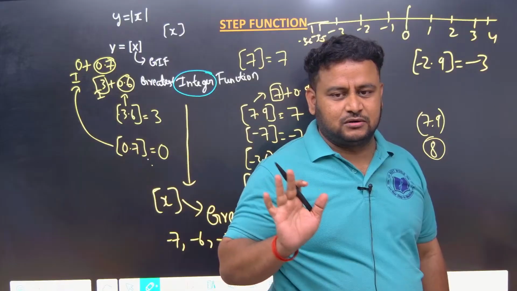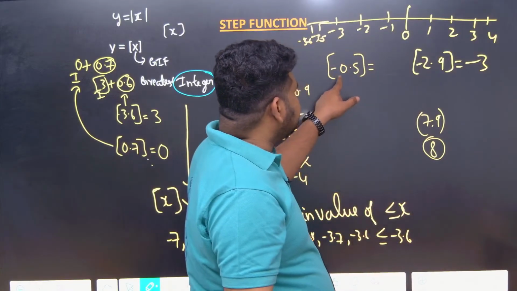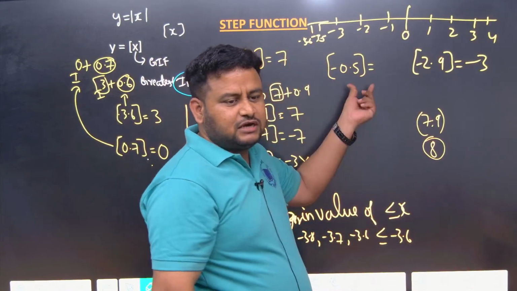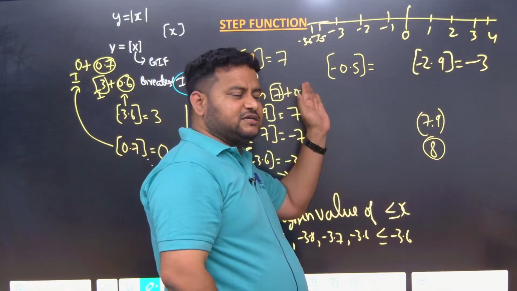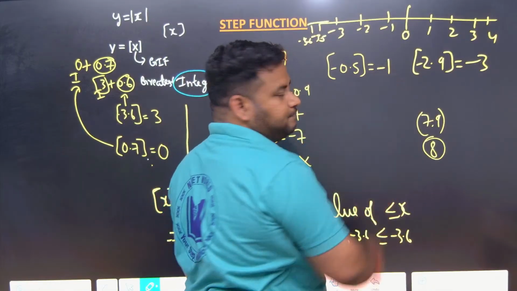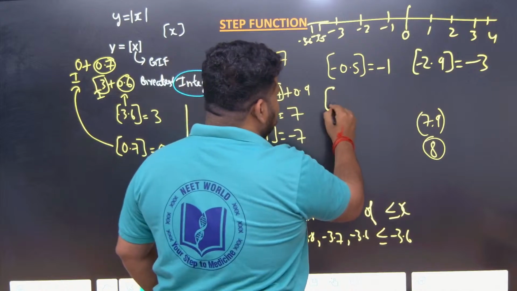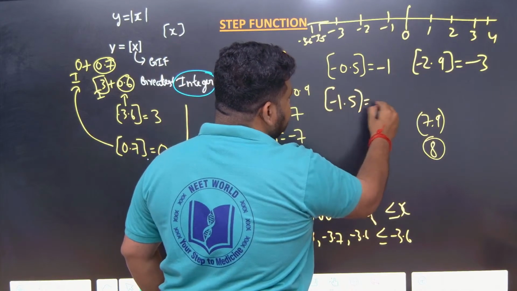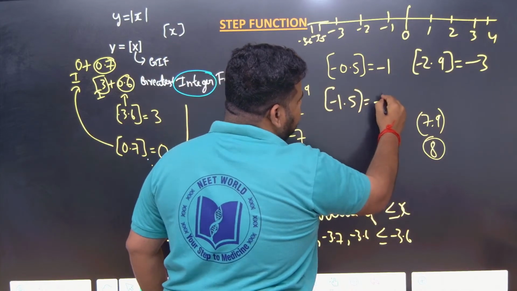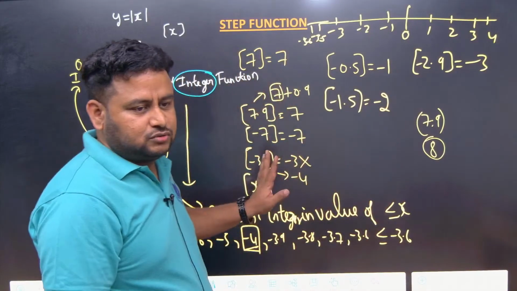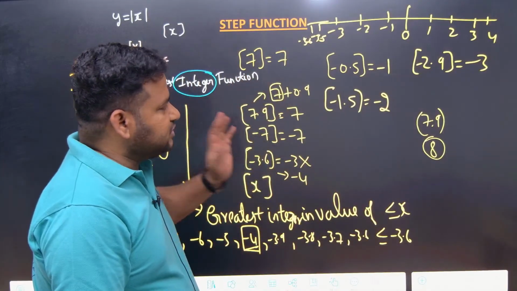That's all. Here you see minus 0.5 is there. You will write 0. Instead of writing 0, what is the value before that? Minus 1. Write down minus 1. Or if you have minus 1.5, you will write minus 1. Instead of writing minus 1, you write minus 2. That's all. This is how you have to write for the greatest integer function.